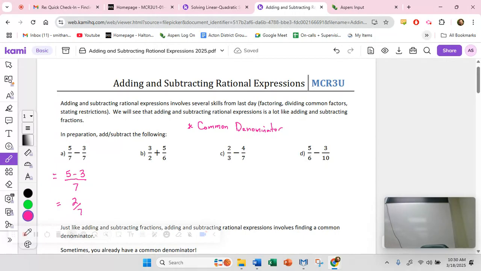Should sound familiar. In part B, we do not have a common denominator. In order to add these two fractions, they must have a common denominator so that we can add them. So we take one or both, and we write an equivalent fraction.